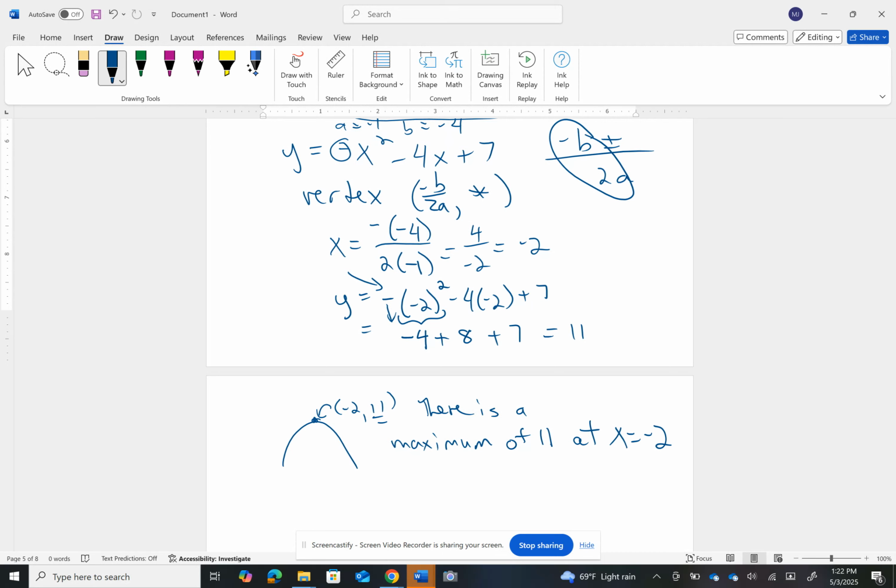Sometimes it's the min, but in this case it's the max. And then where it occurs is at x equals negative 2. All right, next one I want to do is zeros of the function and determining if the graph crosses the x or y.